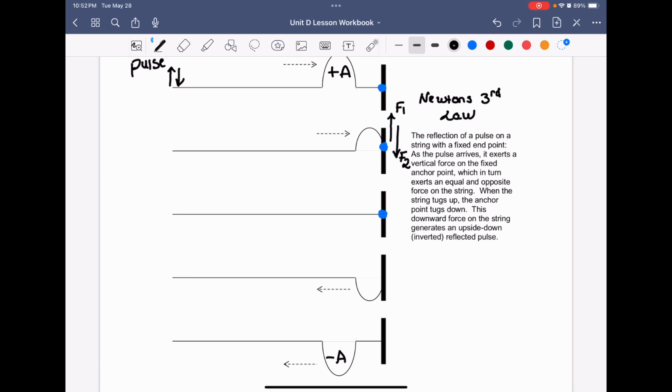And so we see, if we zoom out on this overall situation here, we send a pulse down the line, or we send energy down the line as positive amplitude. It hits the fixed end and it gets inverted because of this Newton's third law, equal and opposite tug on the end. And when it gets inverted, it sends back the energy.